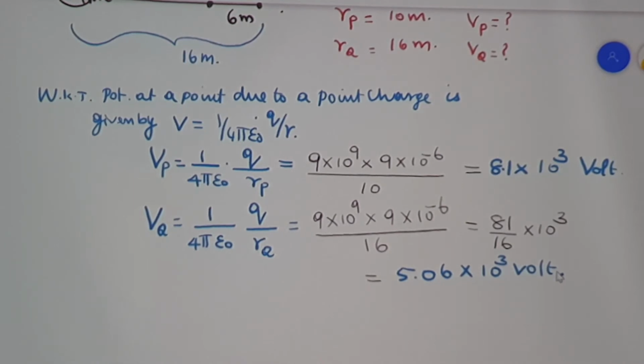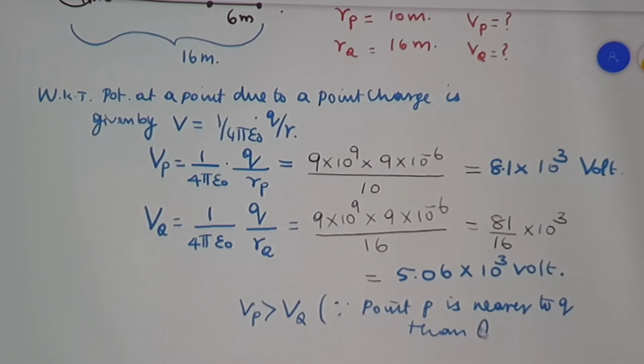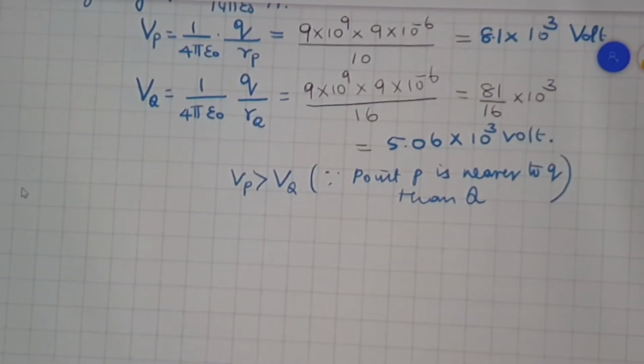What is the second one? In your book they have also calculated the potential difference. Considering Vp and Vq, from the above problem we can say Vp is greater than Vq, since point P is nearer to the charge Q than point Q. So the potential at P is greater than the potential at Q.